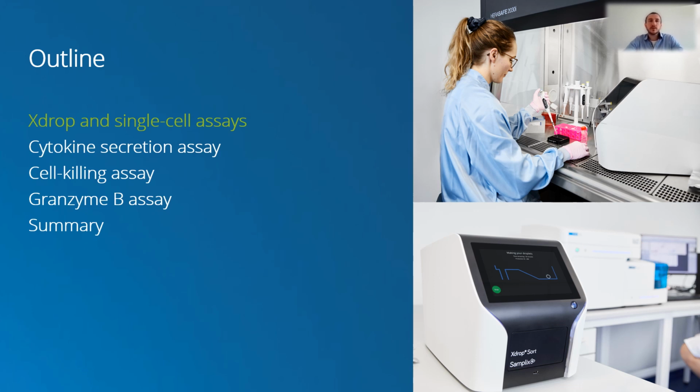And first, starting with an outline of the presentation, I will start out by showing you Xdrop and how you can generate single-cell assays using this instrument. And then I'll show you some examples of different functional assays performed with Xdrop. And then I'll finish with a summary. And the different assays that I will show you are a cytokine secretion assay, a cell killing assay, and a granzyme B release assay.